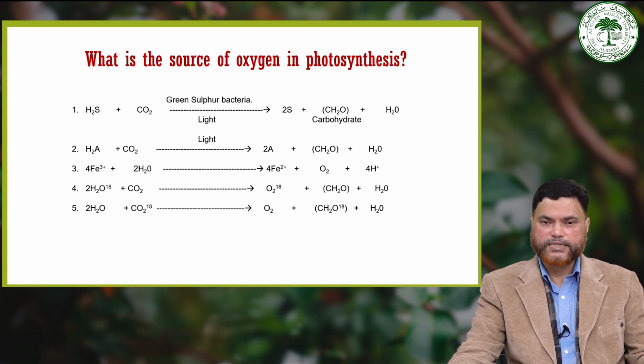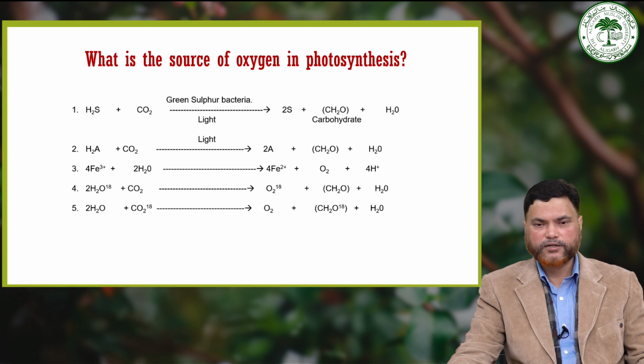Building upon this insight, van Niel proposed a general formula for photosynthesis. This proposition not only clarified the source of oxygen in photosynthesis, but also contributed significantly to the development of our understanding of the biochemical mechanism underlying this fundamental process in plants and other photosynthetic organisms. You see reaction second. In this reaction, A represents sulfur in the case of green sulfur bacteria, while in algae and other higher green plants it represents oxygen.